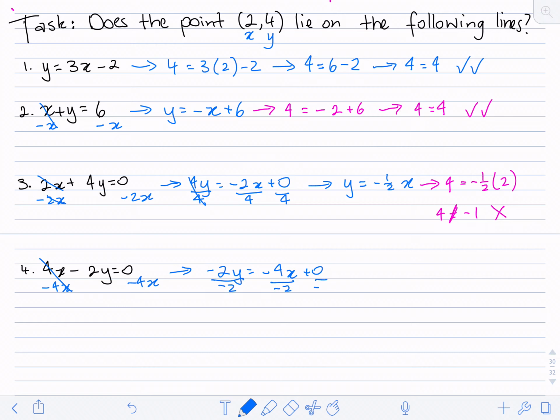The last one, making this y equals mx plus b first. So minus 4x cancels out. Minus 2y equals minus 4x plus 0. I still have minus 2y there, so I have to divide everything by negative 2. That cancels that out. I'm left with y equals negative 4 over negative 2, which becomes 2x, and 0 divided by negative 2 is just 0.